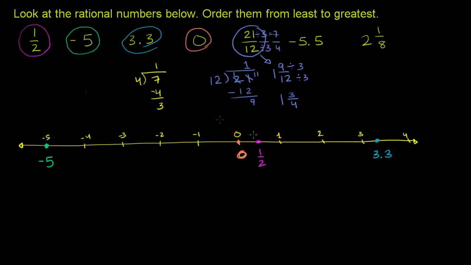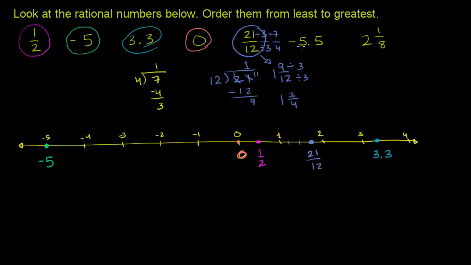So going back to where we plot this, it's 1, and then we have 3/4. So we're going to go 3/4 of the way. This is halfway. This is 1/4, 2/4, 3/4 would be right over there. So this is our 21/12, which is the same thing as 7/4, which is the same thing as 1 and 3/4.